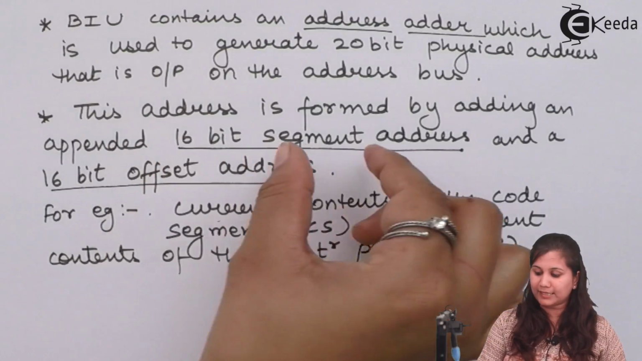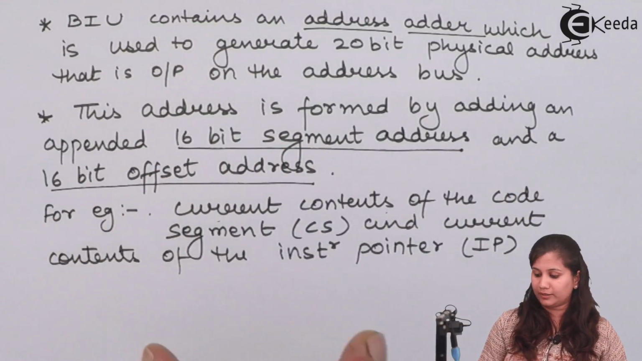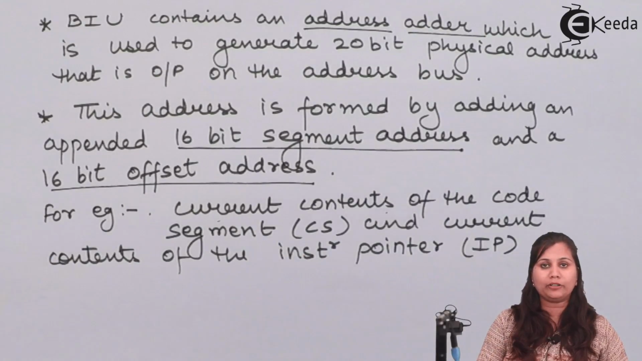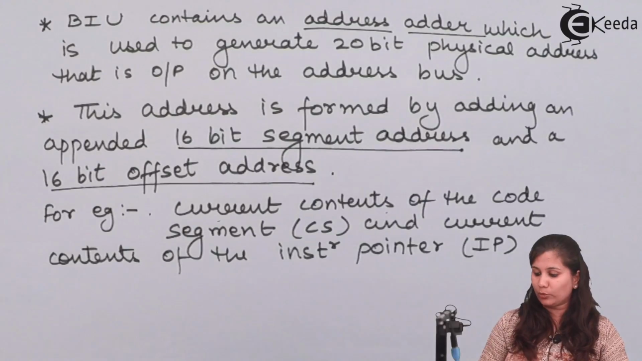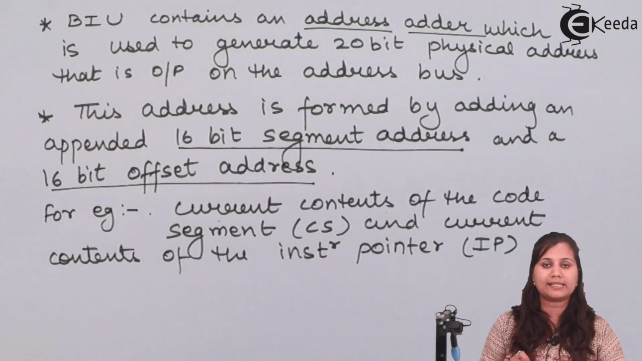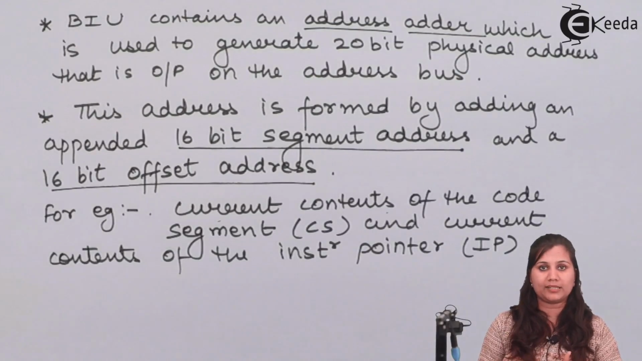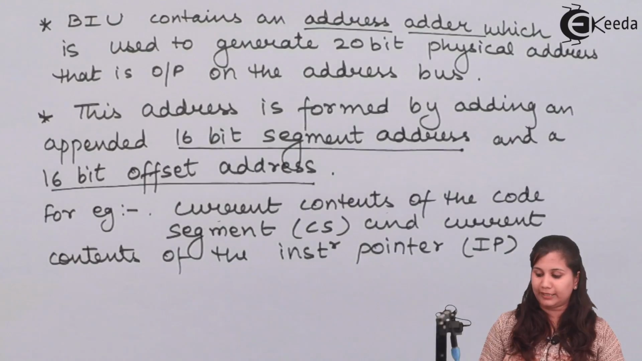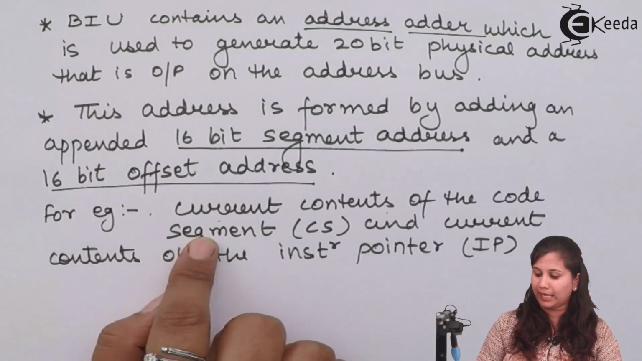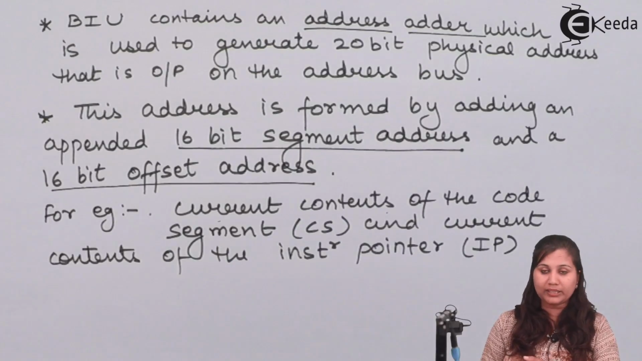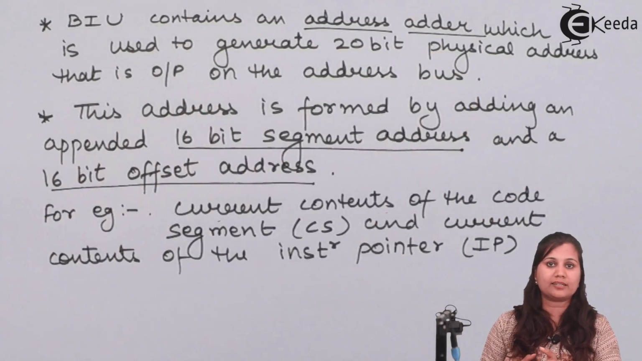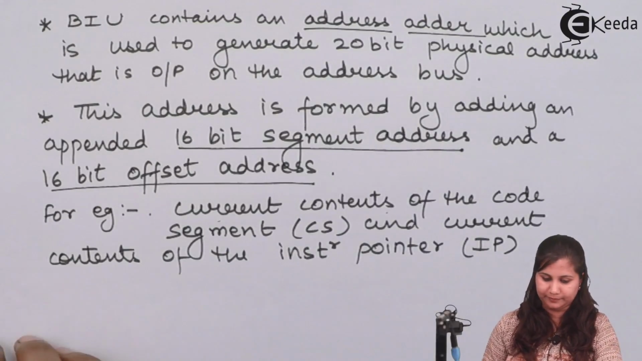So first we will have a 16-bit segment address which will show in which segment the operand or the data is present, either the code segment, stack segment, data segment, or extra segment. So it is going to give us the location of the segment, and then the offset address will provide the exact location of that instruction. So the next instruction to be executed, its physical address will be generated by combining the contents of the code segment and the instruction pointer. In this way, the address adder generates the 20-bit physical address.